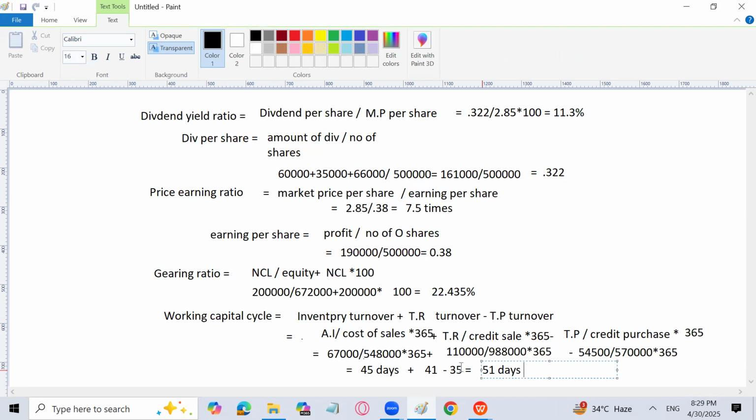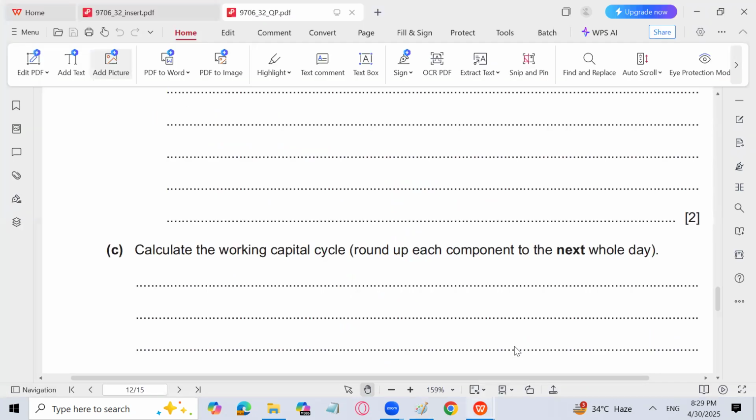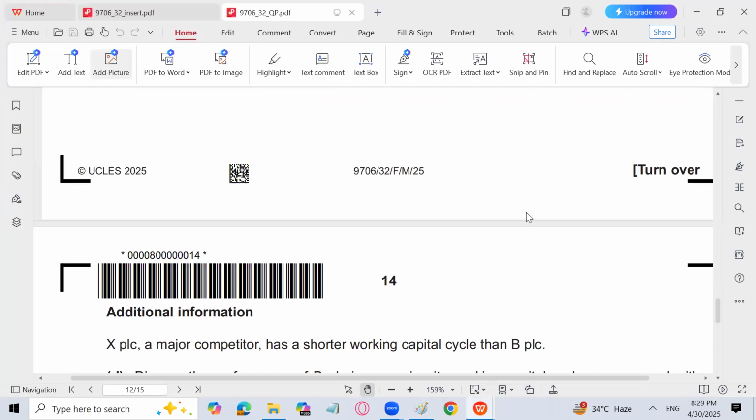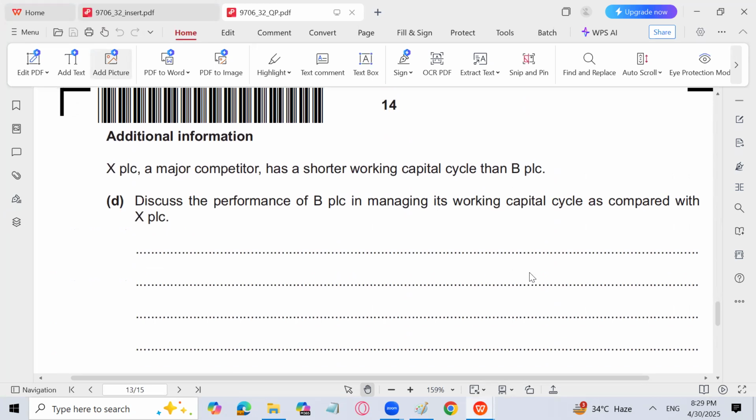Now, we are done with the calculation. Let's move back. What else is asked by the question? X public limited company, a major competitor, has a shorter working capital cycle than B public limited company. Discuss the performance of B PLC in managing its working capital cycle as compared with X PLC. So remember that working capital cycle, also known as cash cycle or cash conversion cycle, tells the efficiency of the business, that is how quickly they are able to get cash back into the business. Because when you sell inventory, your cash is stuck in the business.